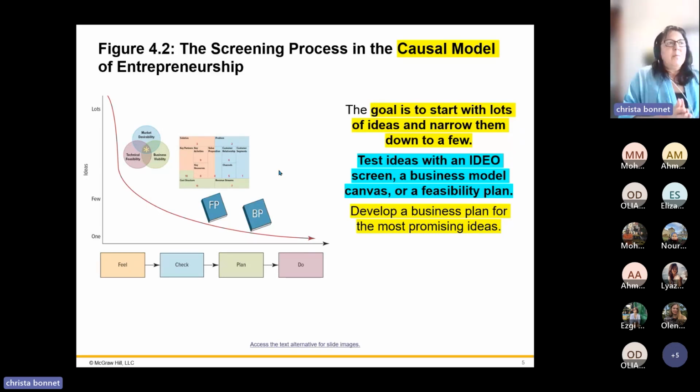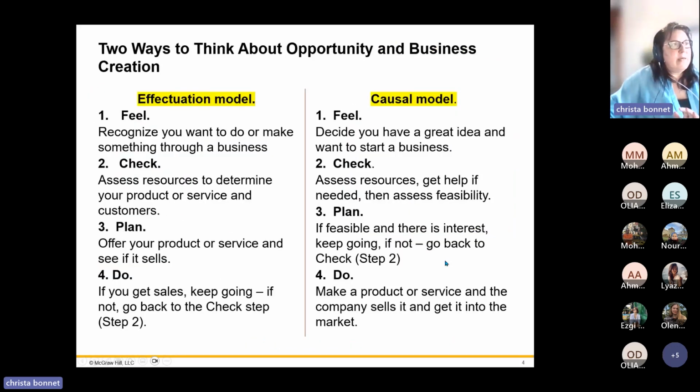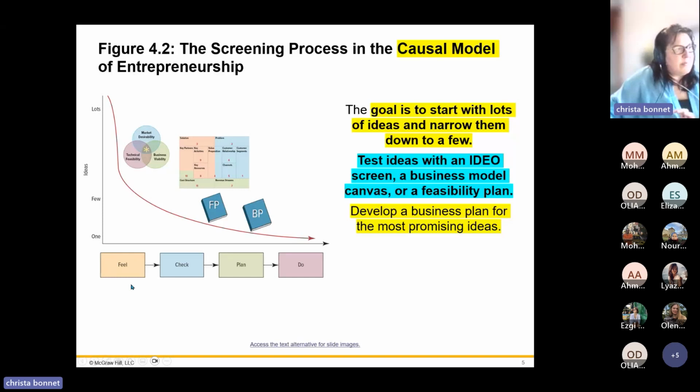Now, what they also said is that once you've done this, you follow the 4 steps from the previous model: feel, check, plan, and do. This is where they do it here at the bottom. You see at the bottom, there are 4 blocks. The one is feel, then check, then plan, then do.